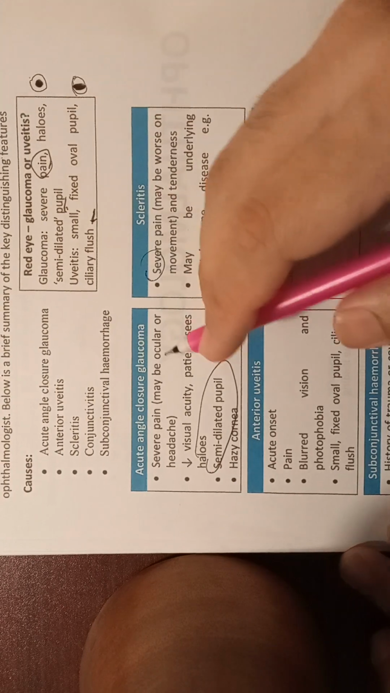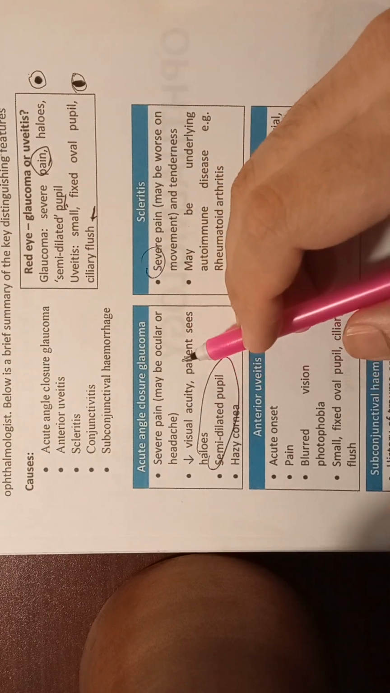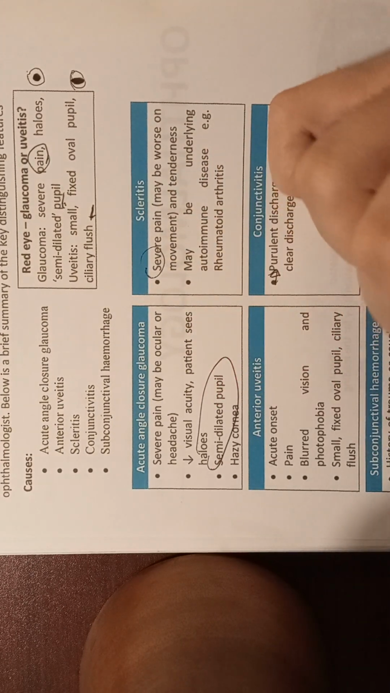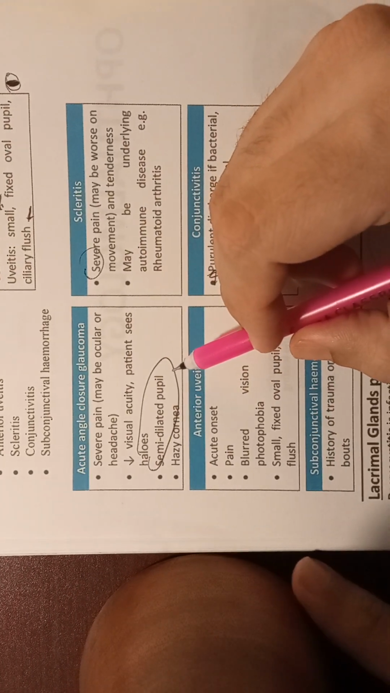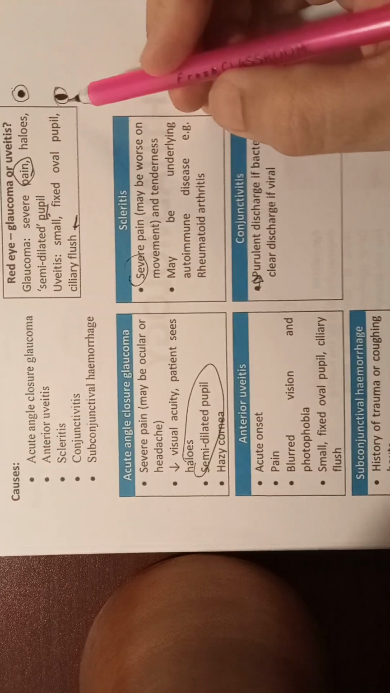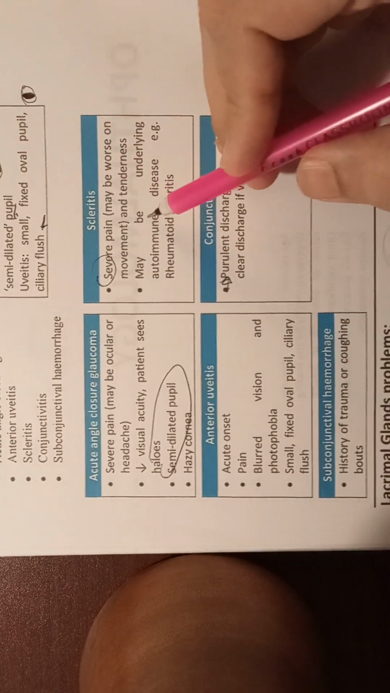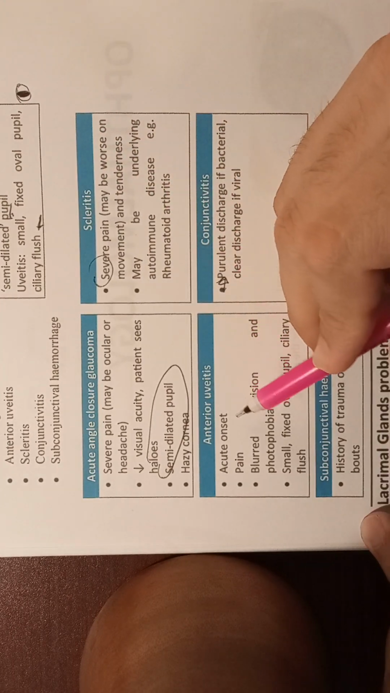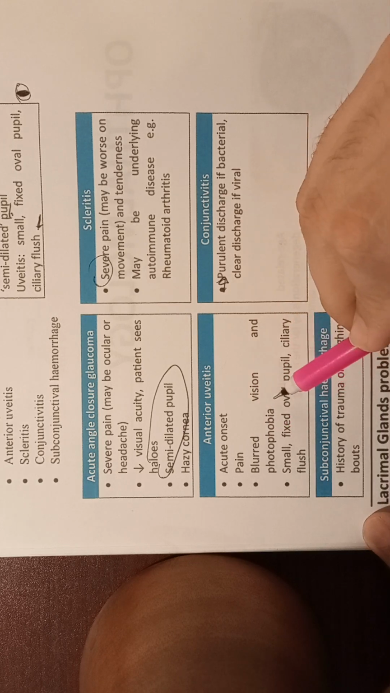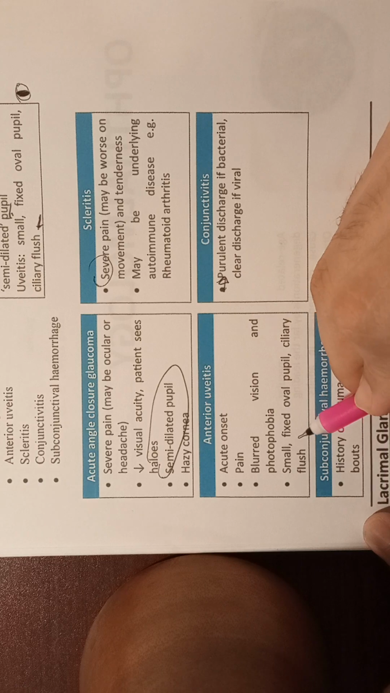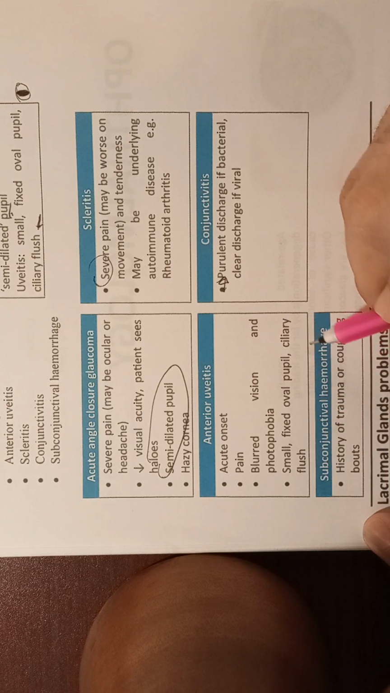Okay, acute angle closure glaucoma. Severe pain may be ocular or headache. Visual acuity will decrease. Patient sees halos, semi-dilated pupil, and hazy cornea, as said before. Semi-dilated pupil here. And uveitis, as said before, acute onset. Pain will be there, but not severe pain. Blurred vision and photophobia will be there. Small fixed oval pupil, ciliary flush.